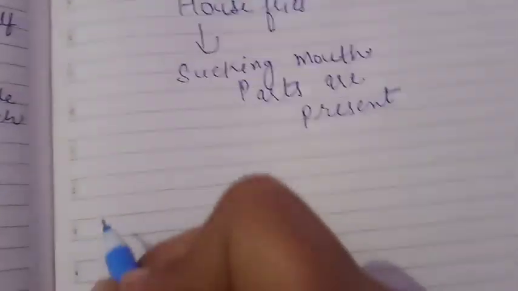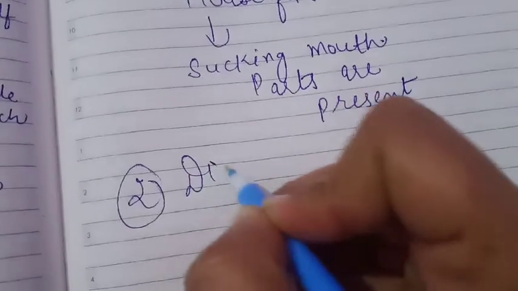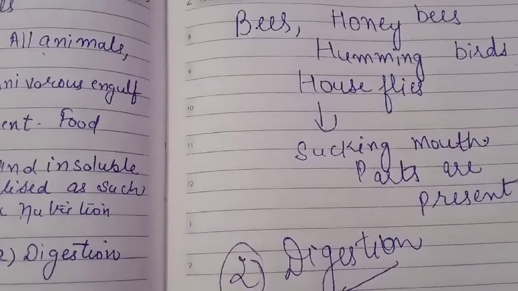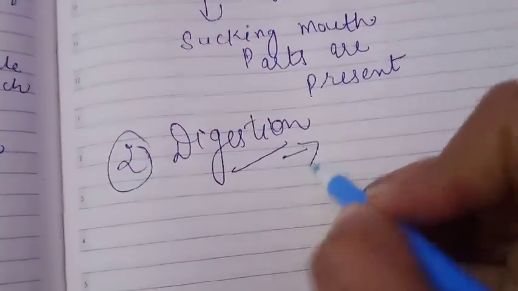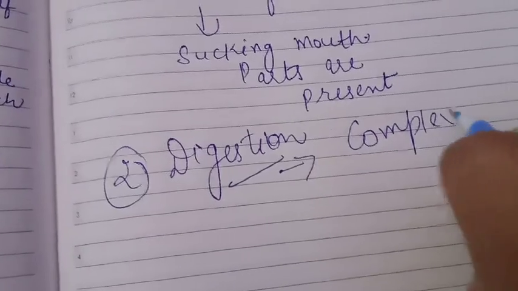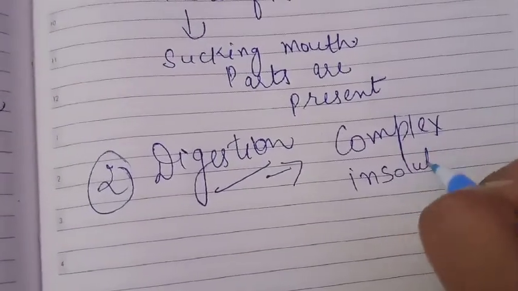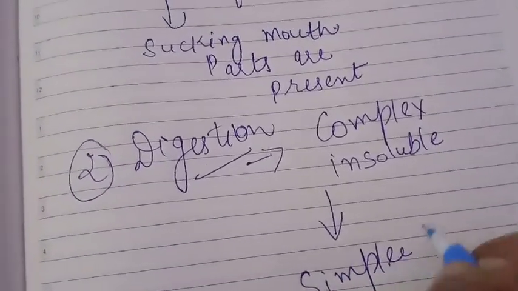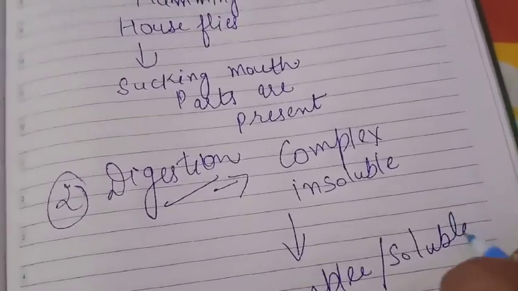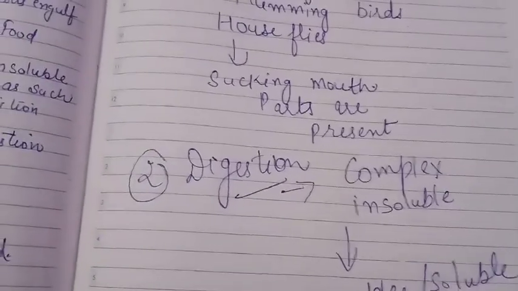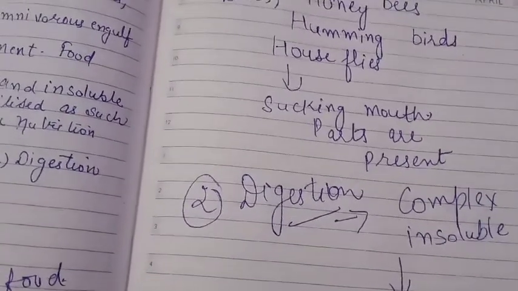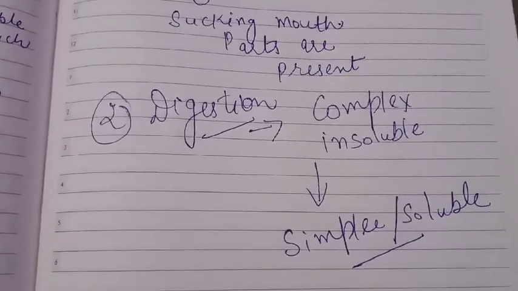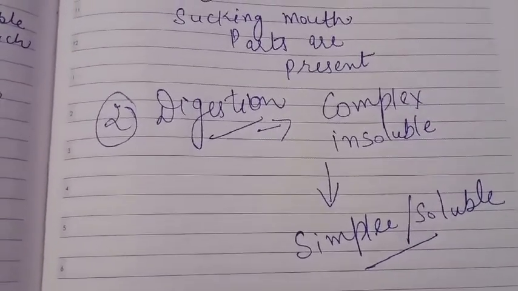Now after that, the second step is digestion. First food is taken, after that the process of digestion occurs. Now what takes place? Complex and insoluble food is converted into simple and soluble form. That process is called digestion, and it occurs by physical and chemical action.